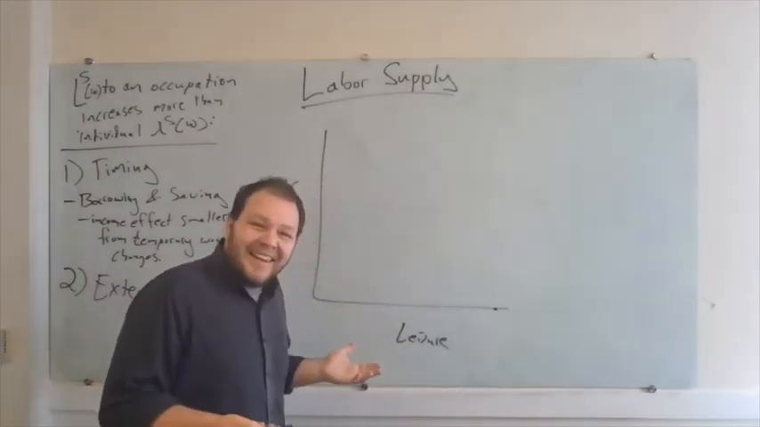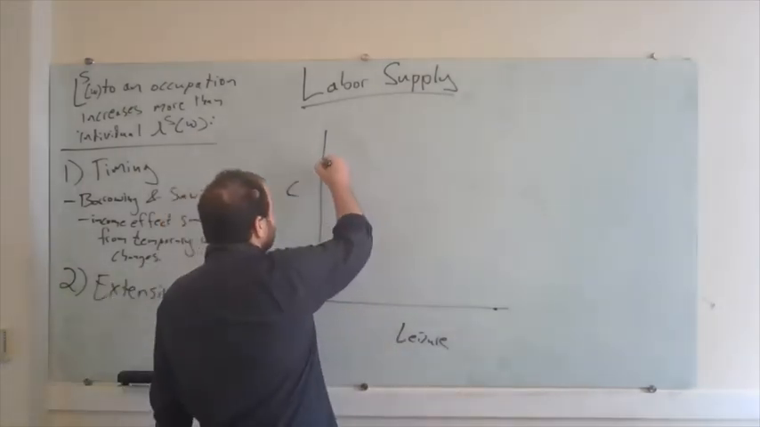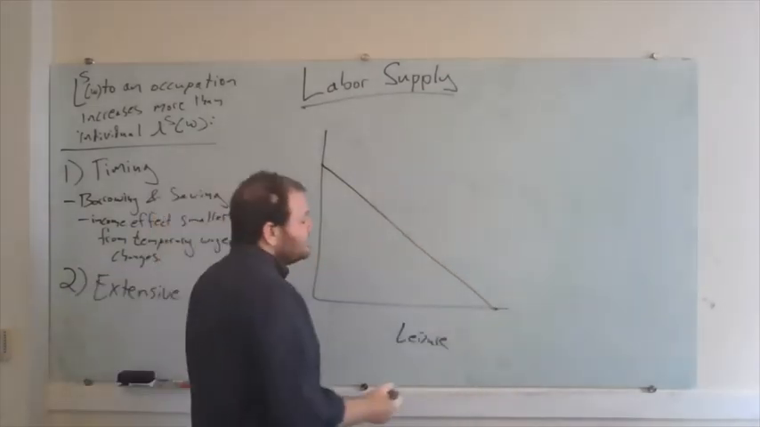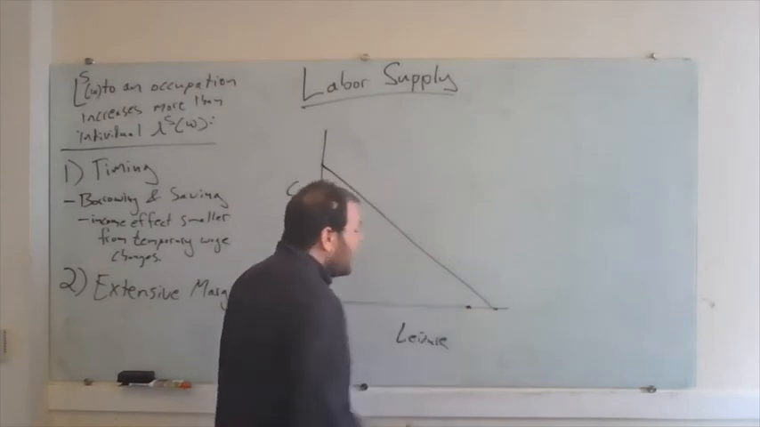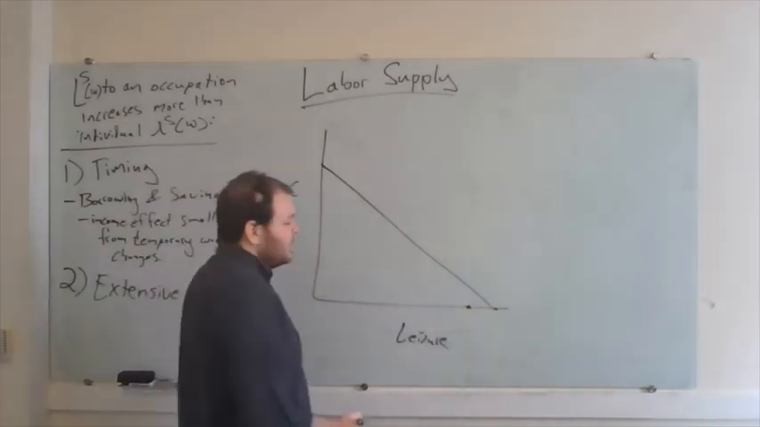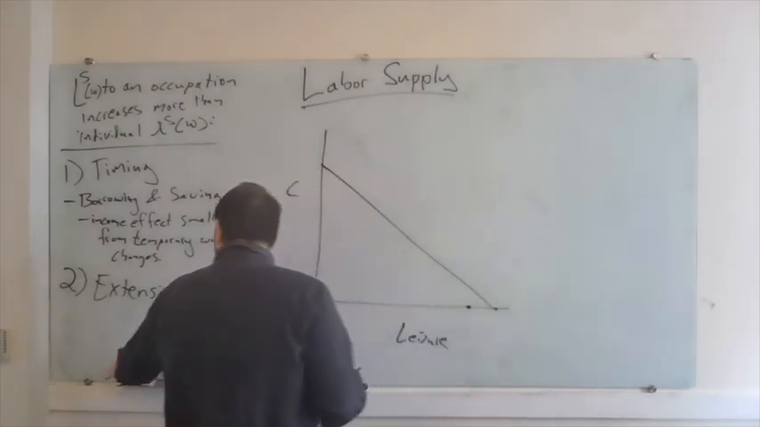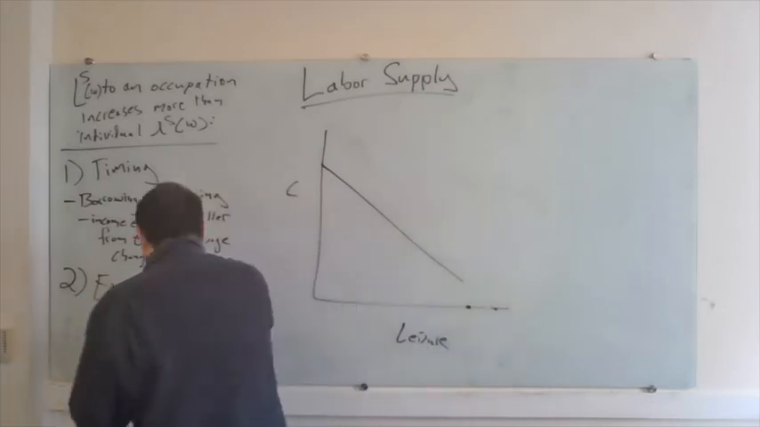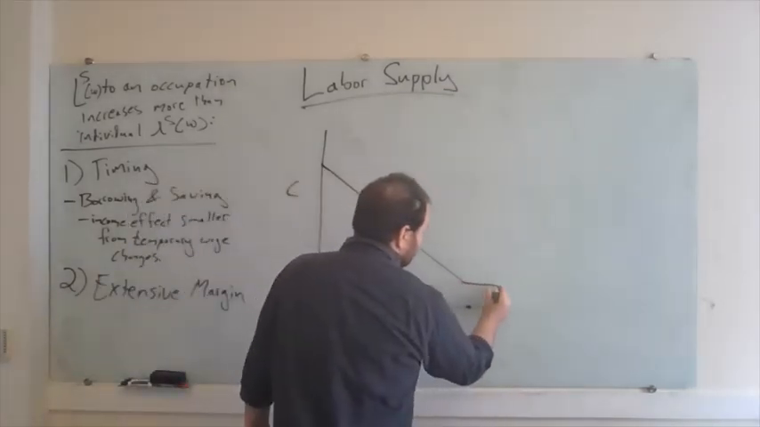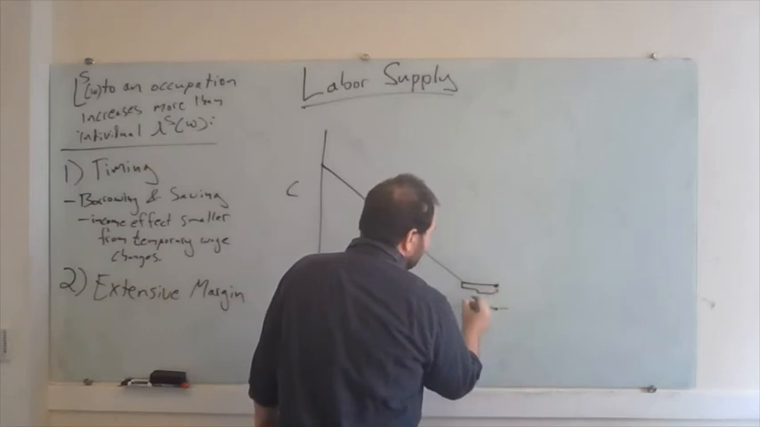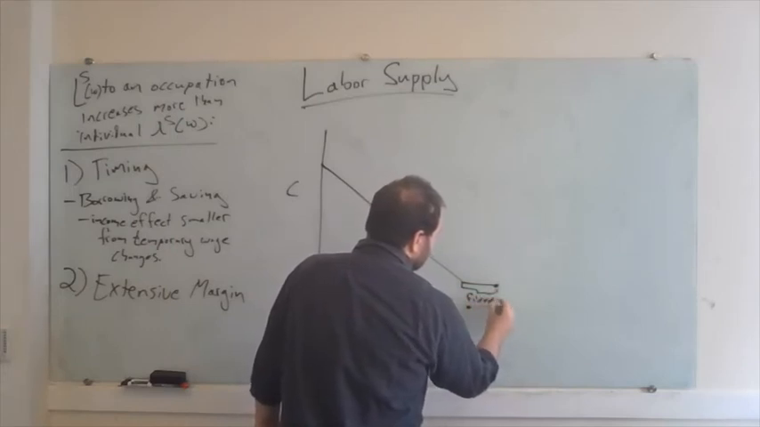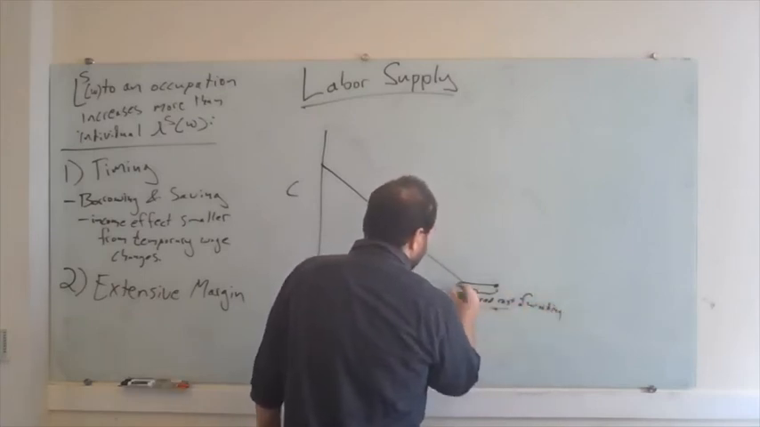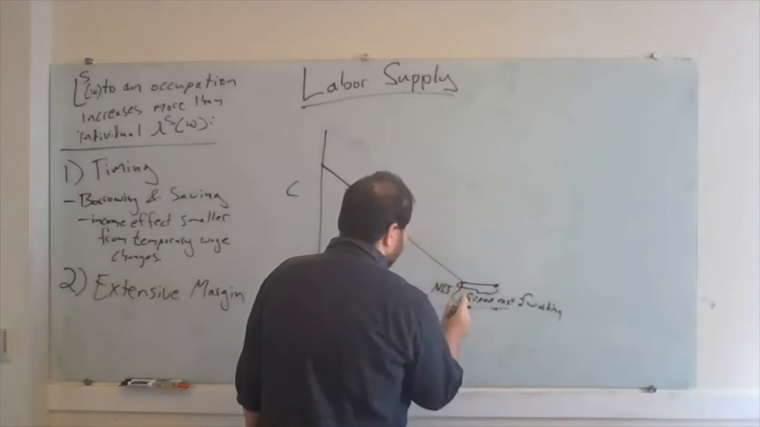So as a result of all that, we might expect that instead of having budget constraints that look like this, there's some cost in order to work at all. So with non-labor income, we might expect to see budget constraints that look more like this, where this is essentially the fixed cost of working, and this is the non-labor income.